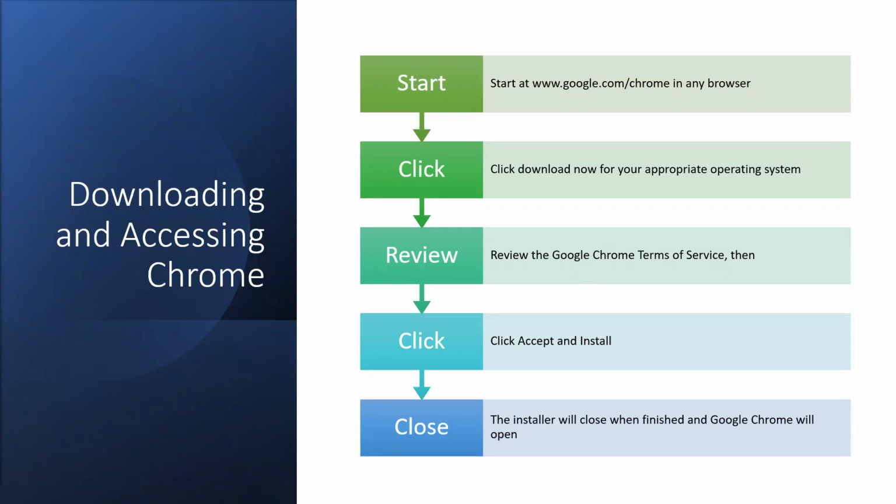When the installer is finished downloading Google Chrome, it'll close itself and Google Chrome will open. If you're using Windows, Chrome will add a shortcut onto your desktop. So whenever you want to open Chrome, you can just double click on that icon. You can also access it from the Start menu or pin it to the taskbar. And if you're using a Mac, you can open Chrome from Launchpad, or you can drag Chrome into the dock for fast access.